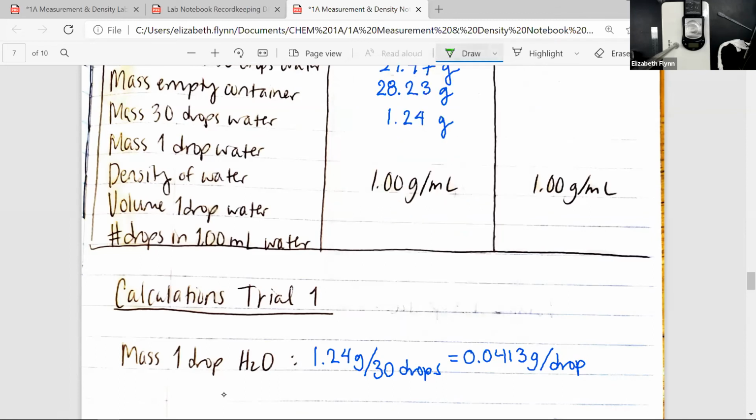And I rounded it to this many significant figures because look, we've got 30 drops here. That is an exact number, right? We counted that number of drops. So that's not a measured number. So the sig figs do not play into it because it's like having infinite sig figs. Here, there's 3 sig figs from the mass. And so now I've got 3 sig figs here, grams per drop. And this is what I will write in my mass per 1 drop, 0.0413 grams per drop.